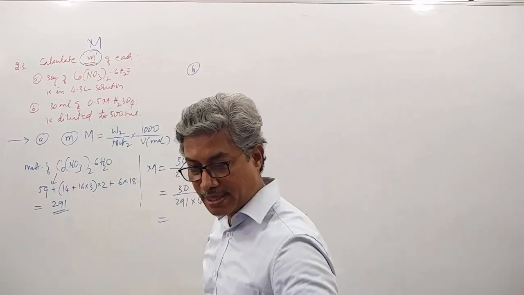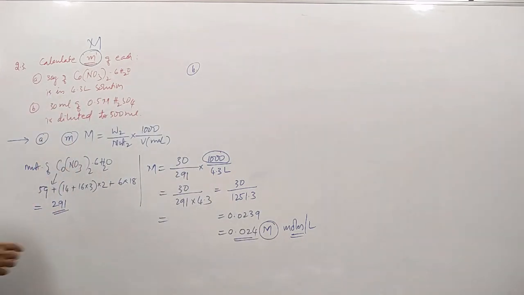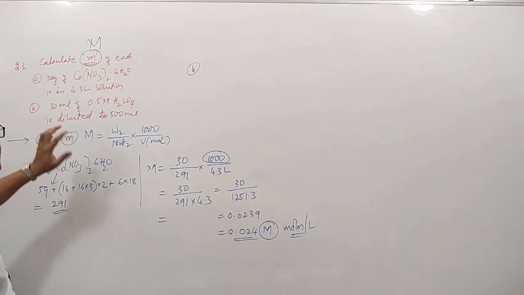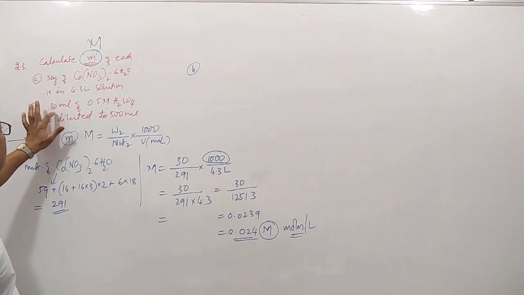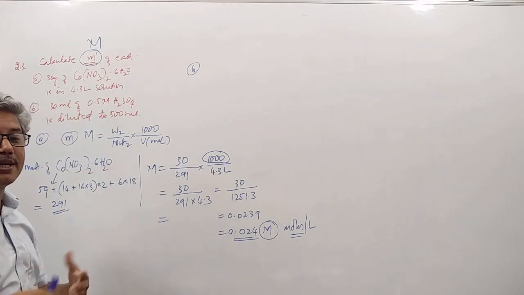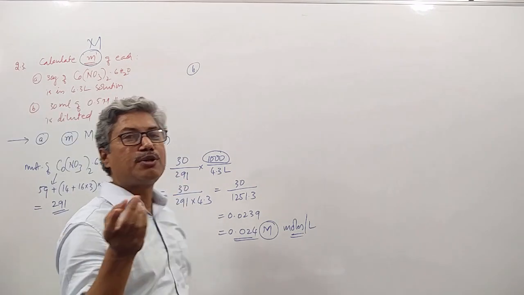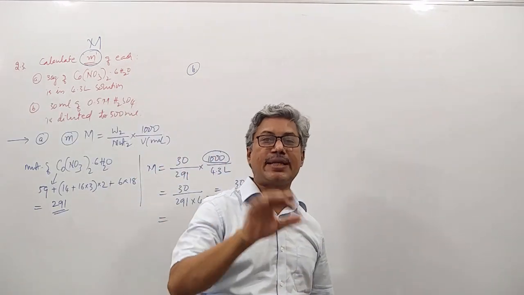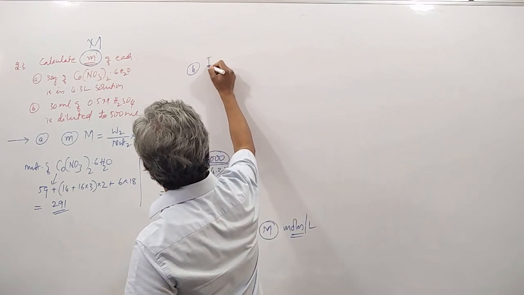B. See, students here. B can be calculated in two different manners. Calculate the molarity of 30 ml of 0.5 molar solution diluted to 500 ml. So what we do is we go in two different manners. Then we'll decide which one is easy for us. Okay, let's go for it. First method.